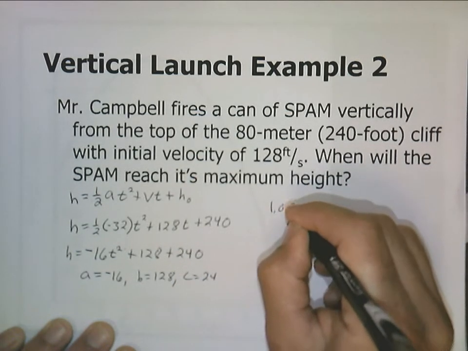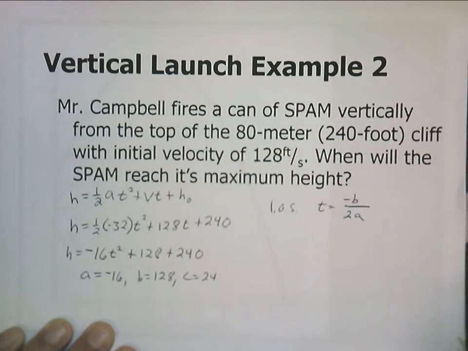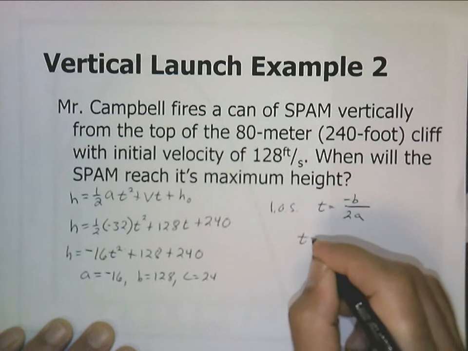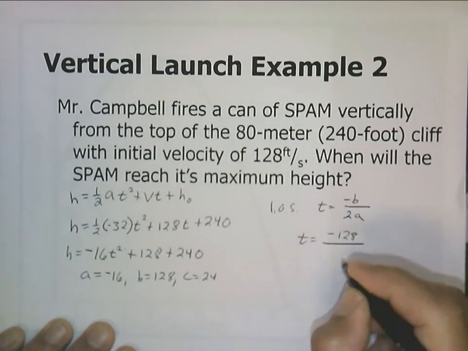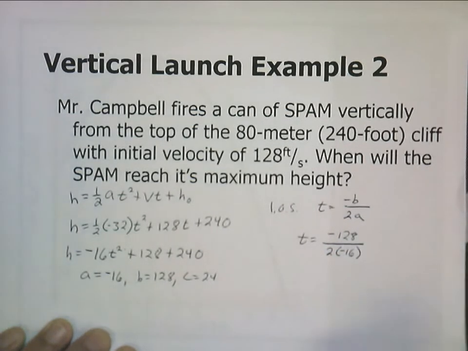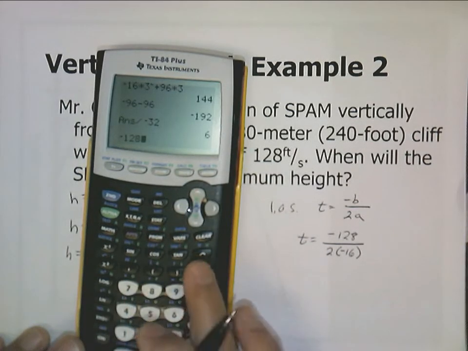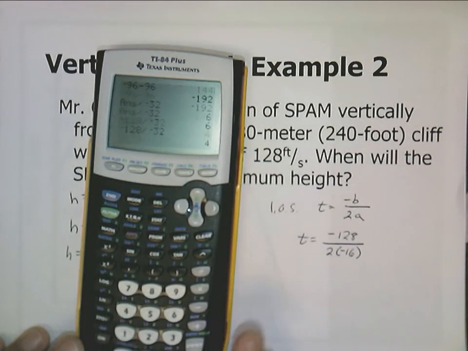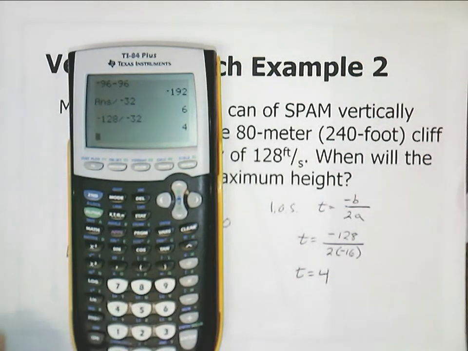The line of symmetry is given by t is equal to negative b over 2 times a, or time is equal to negative 128 divided by 2 times negative 16, and that is, of course, 4. So it's going to take 4 seconds for the can of Spam to reach its maximum height.